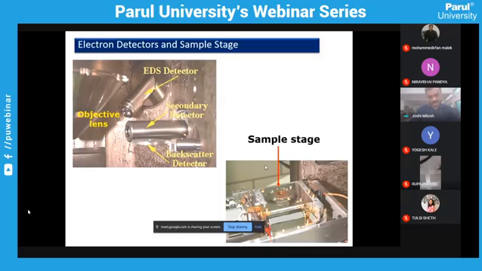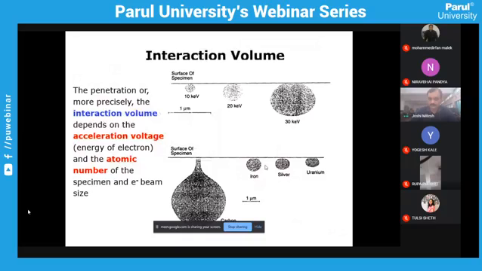As we discussed, the EDS, electron scattered and secondary detectors are there. These are the sample stages mounted inside this SEM. I have given you the interaction volume over here. Different surface specimens produce different kinds of images, and this requires different voltages.